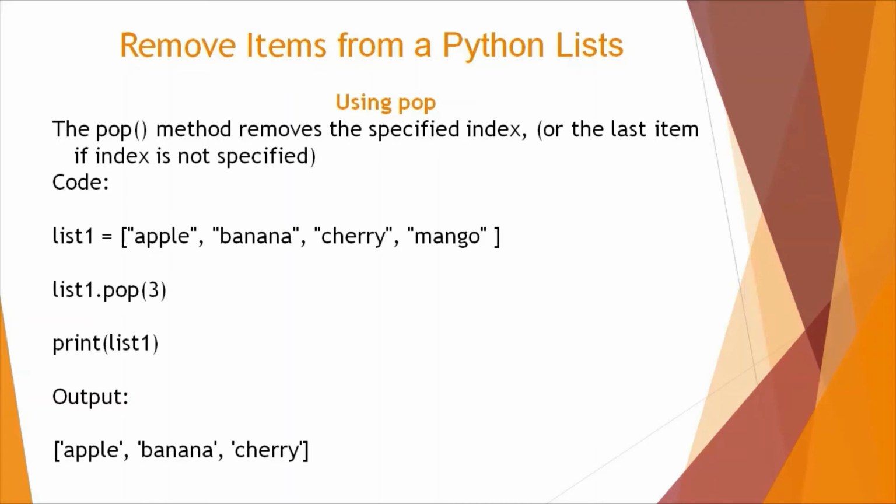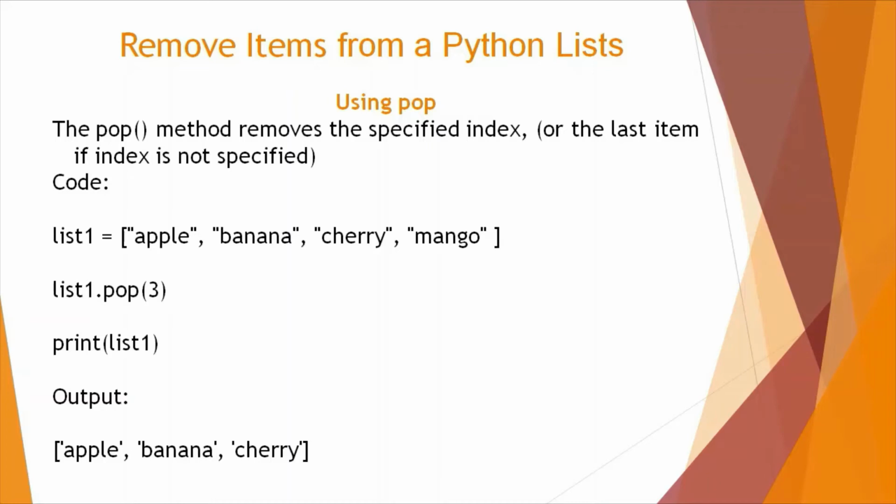And the last method to remove an element from the list is using pop. The pop method removes the element at the specified index, or the last item if the index is not specified. So if we say list1.pop(3), it will remove the element at index 3, that is 0, 1, 2, 3. The element mango is at index 3, so obviously we will see in the output apple, banana and cherry, and the mango that is present at index 3 is now removed. If we don't specify the index, it will remove the last item.